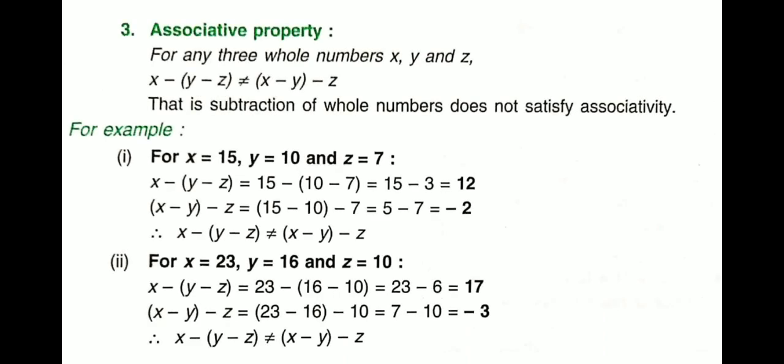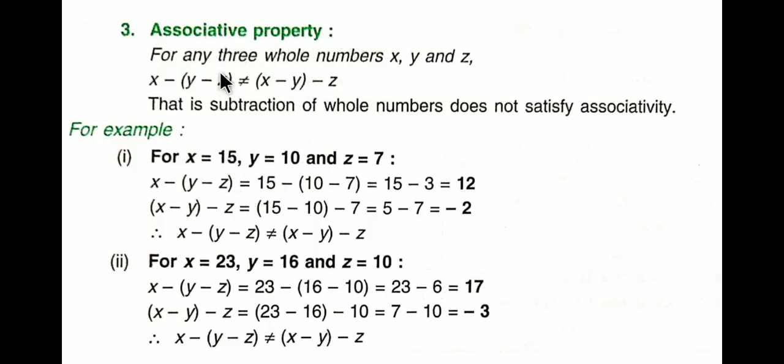The next property is associative property. In addition, the associative property was like this: if you add the first and the second number and later add the third number, it would be equal to adding the second and third number first and then adding the first number. Both the values would be the same. So the associative property was followed in the addition of whole numbers.